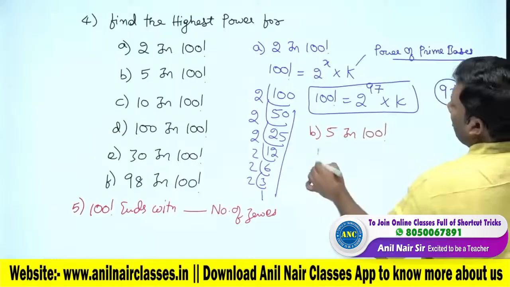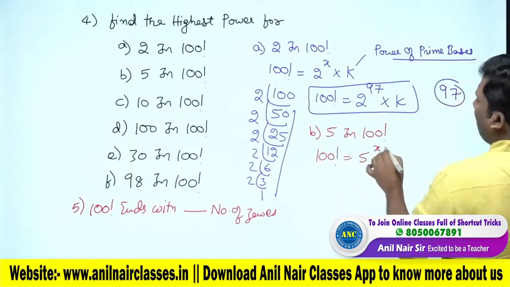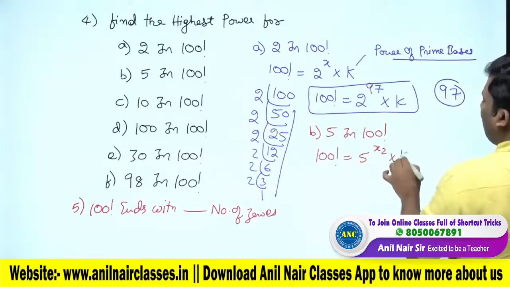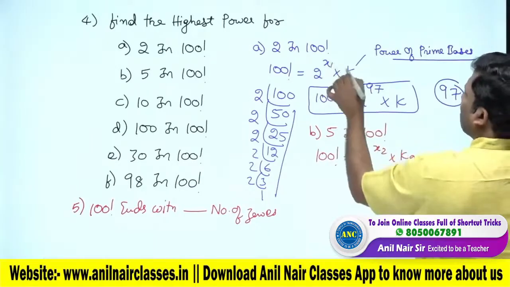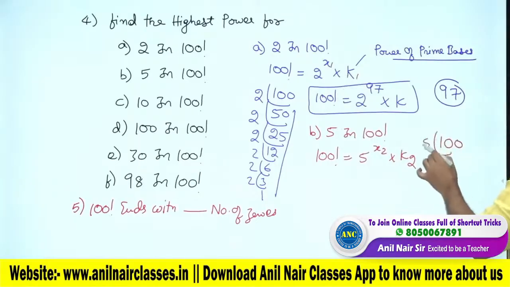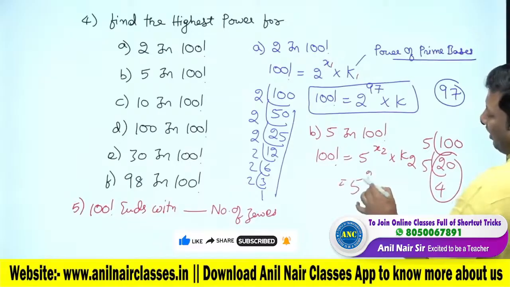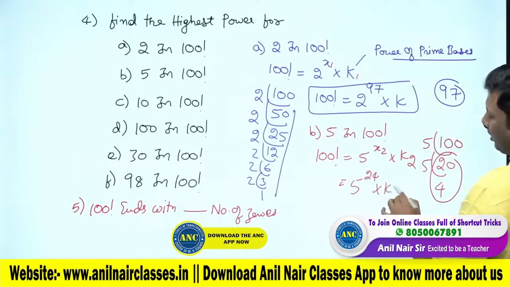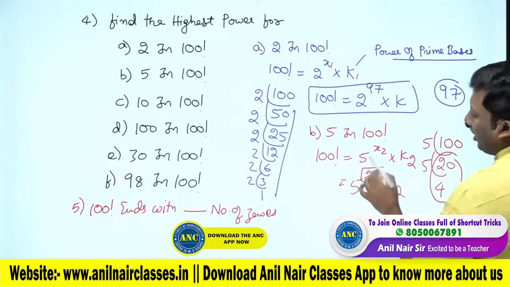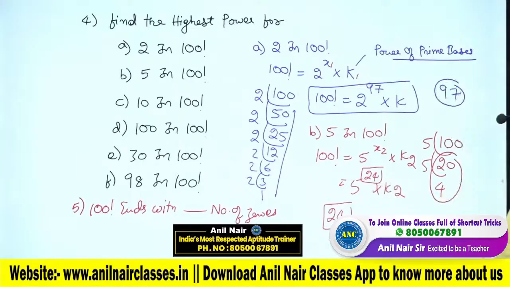5 in 100 factorial. 100 factorial can be written as 5 power x2 into k2. 5 is a prime number. First, how many multiples of 5 are there till 100? 5 fours are 20, so 20 plus 4 is 24. So it is 5 power 24 into k2. What is the highest power of 5 in 100 factorial? The answer for this question is 24.